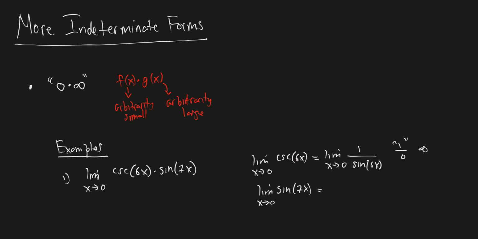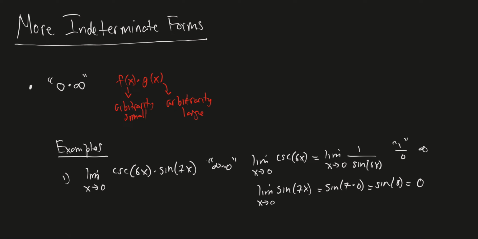So as x gets very, very small, the sine of 7x approaches the sine of 0, which is 0. So this factor is getting arbitrarily large. And when we say arbitrarily, we mean it can be as large as you want. There is no limit, no bound on how big this can be. And similarly, this factor is getting arbitrarily small. It's getting as small as this can possibly be. So we do have the form infinity times 0.